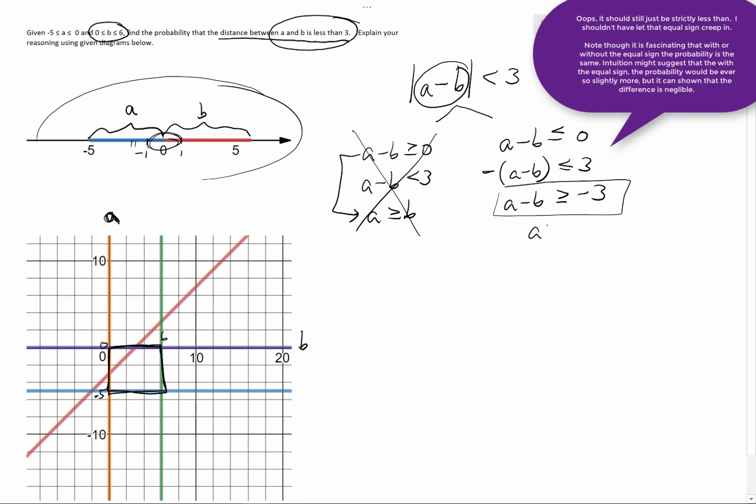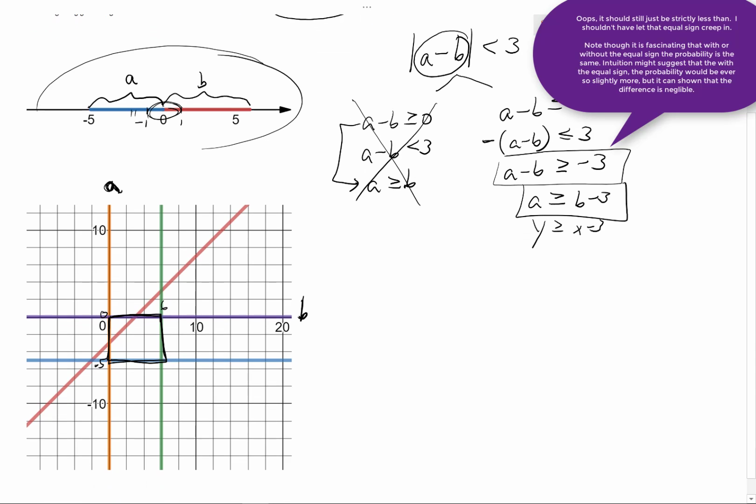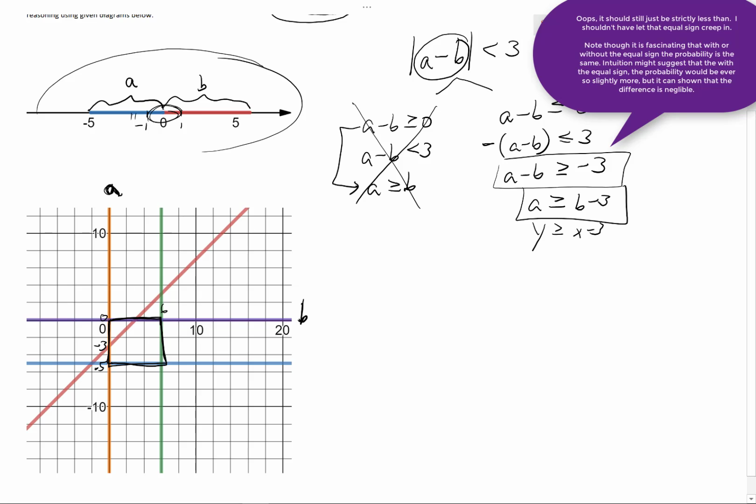And if you rearrange that, a is greater than or equal to b minus 3. And this is like y is greater than or equal to x minus 3, because a is the y-axis and b is the x-axis in this case. And you can see that that is the line that they've given us. So they've headed us in the right direction. We're going well. And for our case here, we want the y's to be greater than or equal to x minus 3. So we're dealing with above the line, this little shaded triangle there.